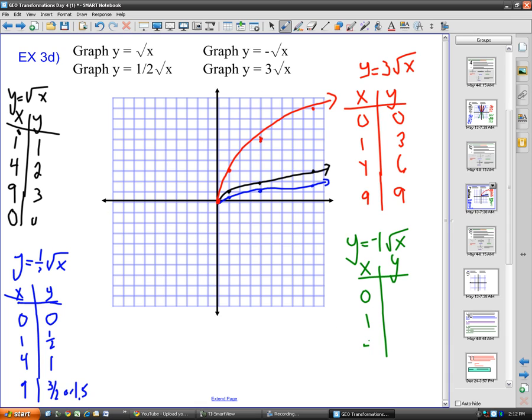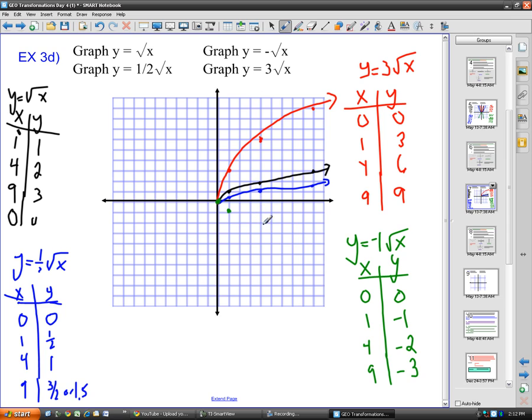The square root of 0 is 0 times negative 1 is still 0. The square root of 1 is 1 times negative 1 is now negative 1. The square root of 4 is 2, and 2 times negative 1 is negative 2. And the square root of 9 is 3 times negative 1 is negative 3. So history is going to repeat itself: if we multiply by a negative, this graph is going to be basically the same as the black one, but upside down.